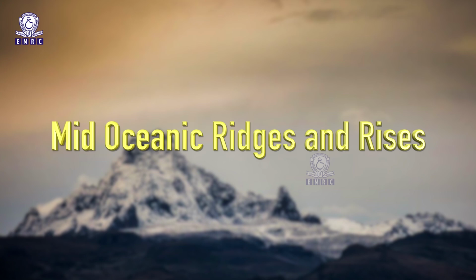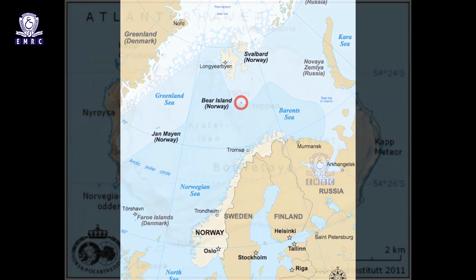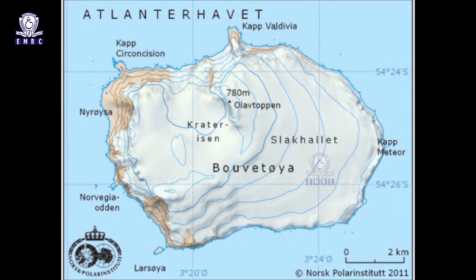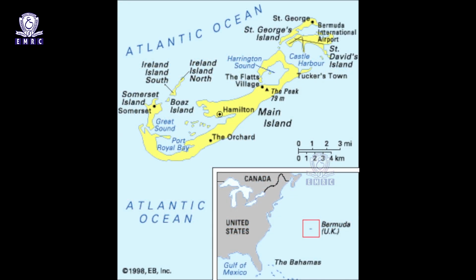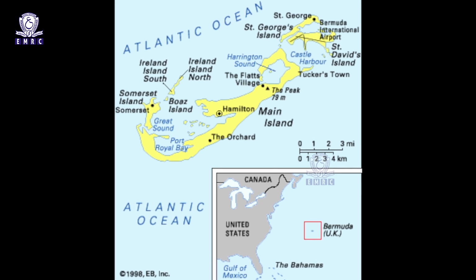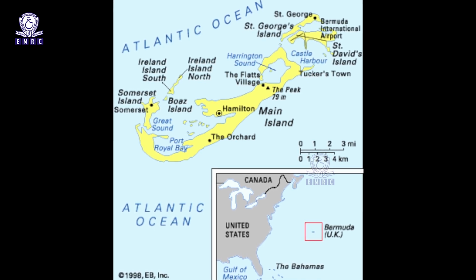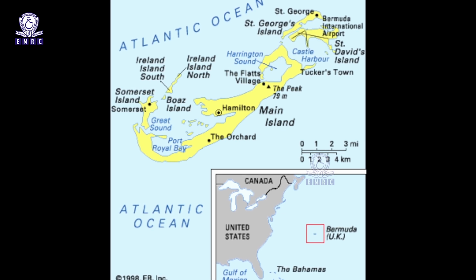Mid-oceanic ridges and rises. As stated earlier, the S-shaped mid-Atlantic ridge occupies the middle part of the ocean basin. This region extends from Bear Island in the north to Bouvet Island in the south over a distance of about 15,000 kilometers. It may be stated that with the exception of the Bermuda Islands, all the oceanic islands of this ocean belong to this ridge and other transverse ranges arising from it.